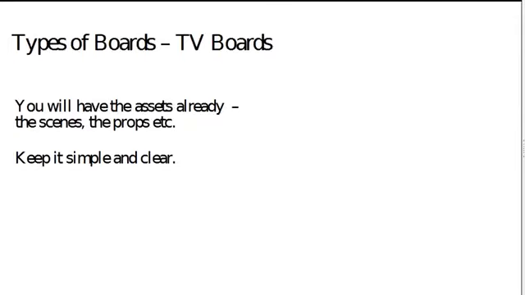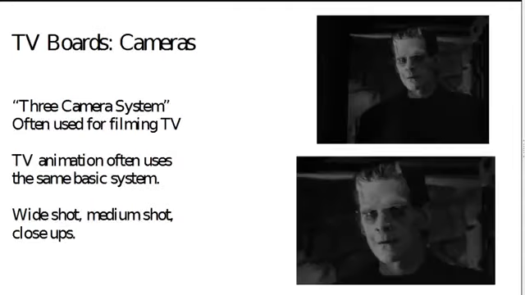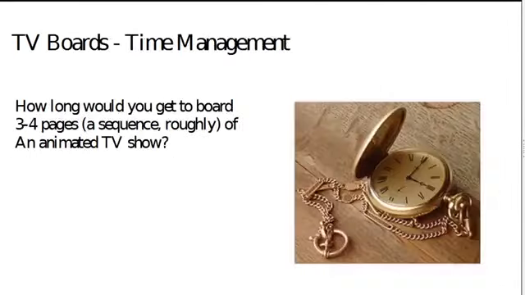Now, often, as a board artist, you ought to have an animation Bible, which will have the backgrounds, the scenes, the props, the characters, the character designs, so that you can get everything accurate and not make any mistakes. When you're talking about TV boards, you're often thinking in terms of a 3-camera system, much as they have on TV for TV shows. Basically, wide shot, medium shot, and close-ups.